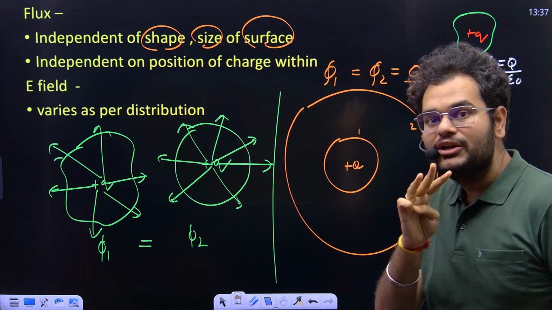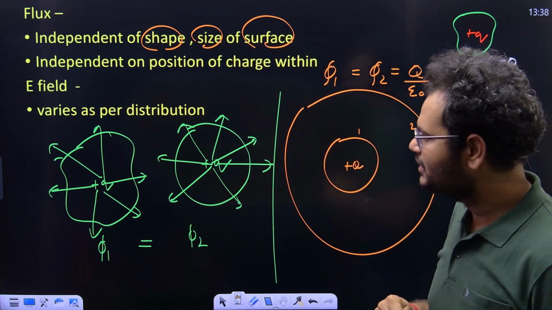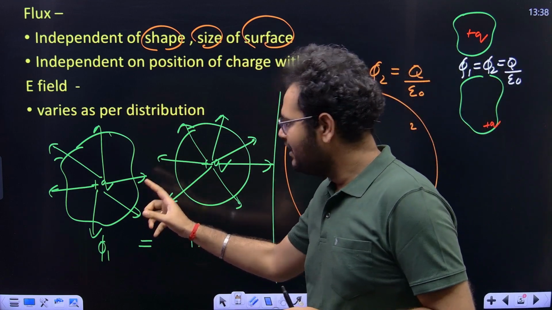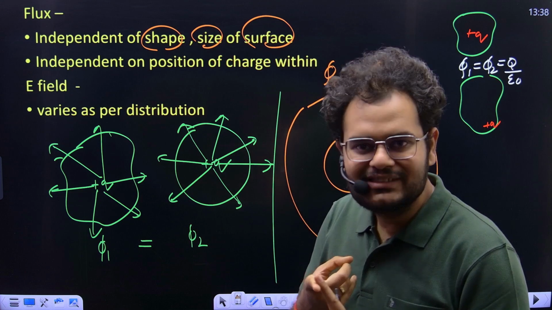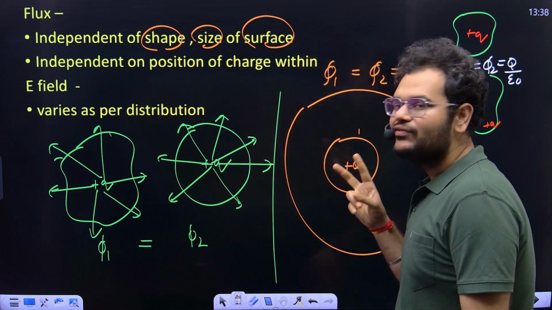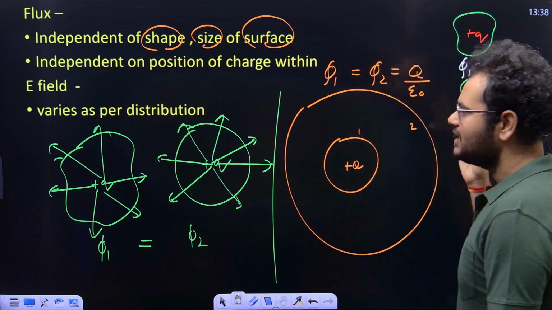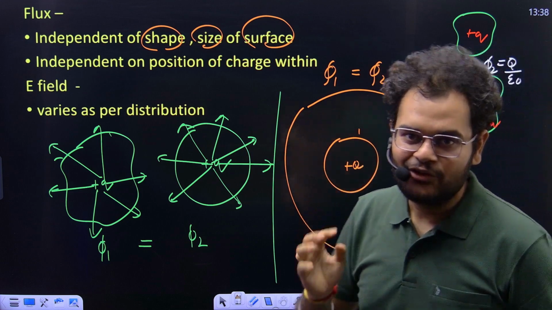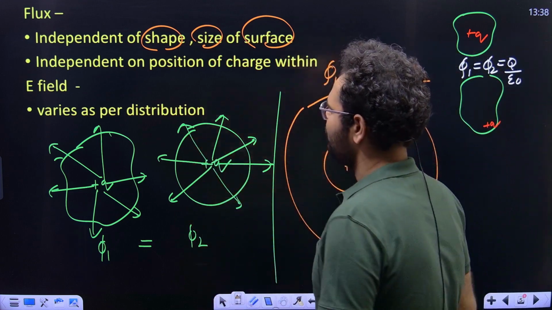So 3 very important points we learned. What are the 3 points, sir, regarding flux? Number 1, does flux depend on the shape of the surface? No. Size of the surface? No. Location of the charge? No. Are you getting it? Very good. This is an important point.